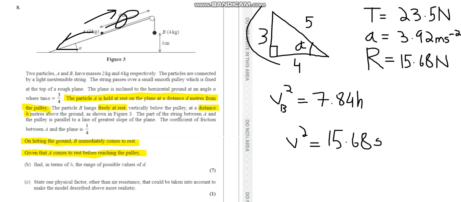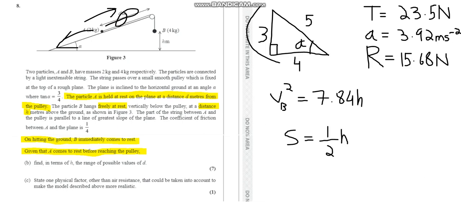There you go, v square is equal to 15.68s. Now just plug in the v square value here into this equation. There you go. Now to make s the subject, I'll divide everything on both sides by 15.68, and we find out that our s is equal to half of h.